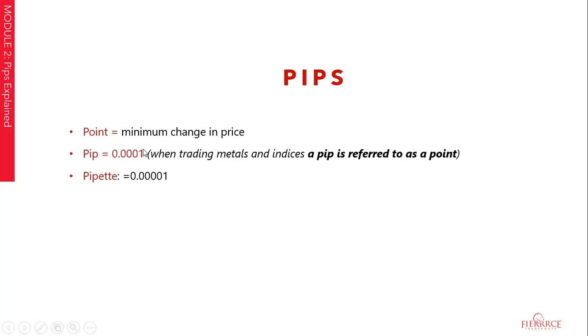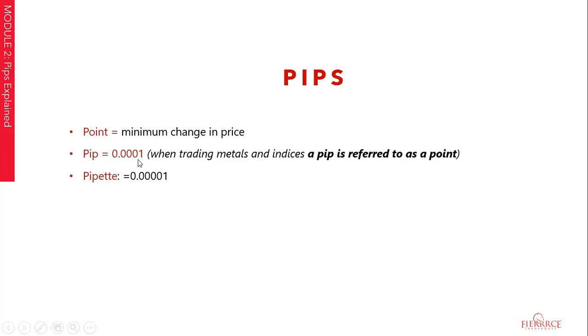is the pip. In some cases, we have an extra digit, which is the 5th digit. This 5th digit is what is called the pipette. So the pip is the 4th digit, and the pipette is the 5th digit. Points is just the minimum change in price. So whatever number of points you get when you subtract pricing, that's the point. But this last digit here is the pip, and this is the pipette.